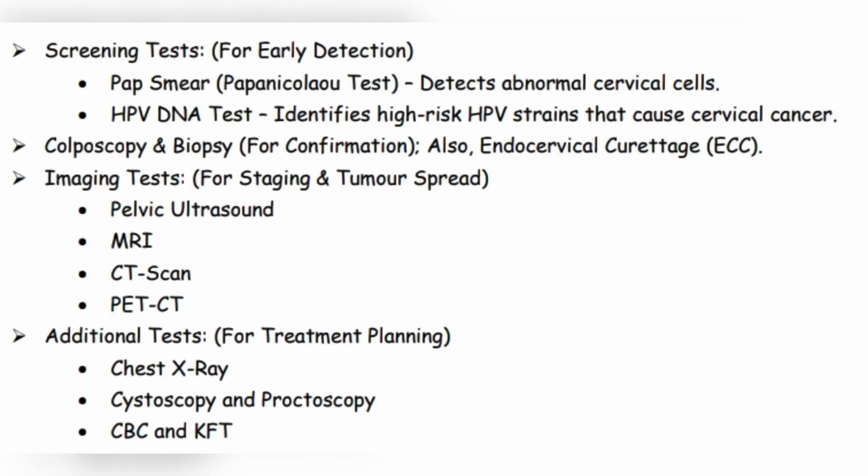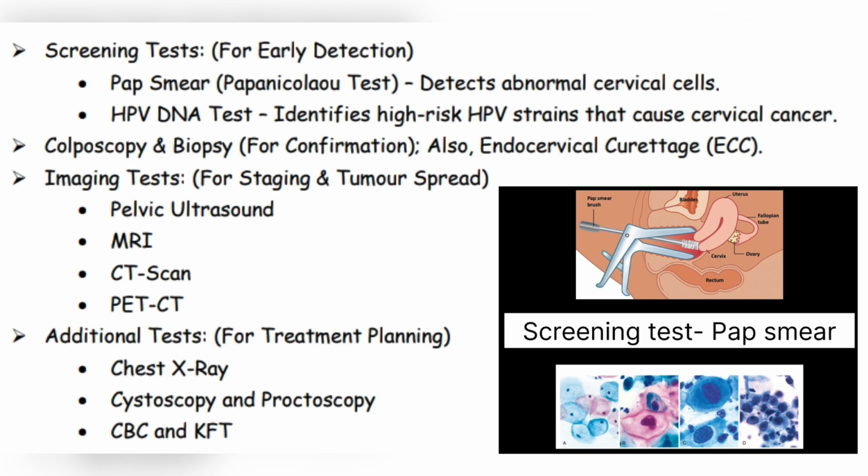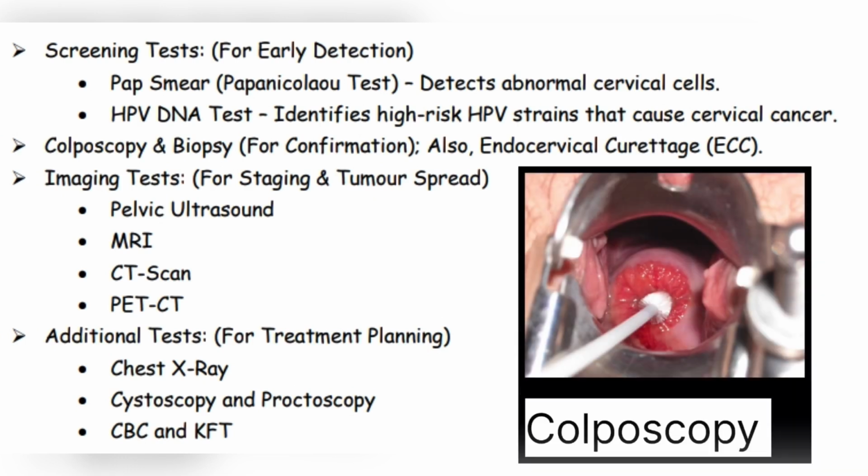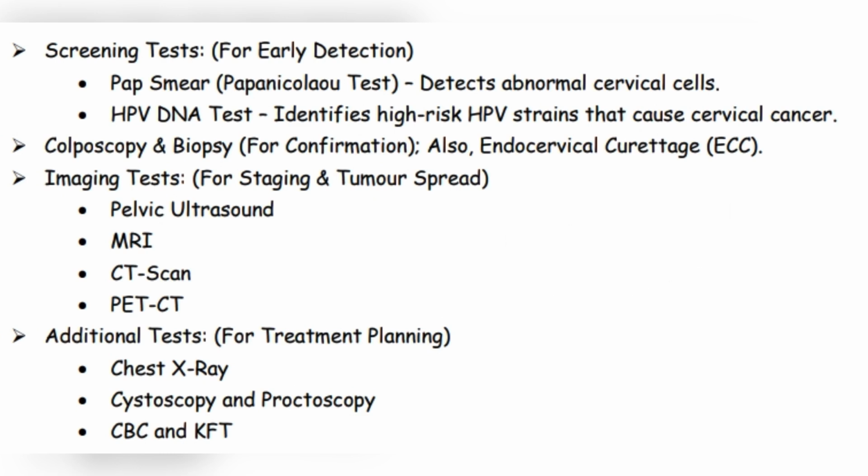Now moving on to the investigations. Firstly, we have the screening tests for early detection. Here we have the pap smear, which detects abnormal cervical cells. Then the HPV DNA test, which identifies high-risk HPV strains that cause cervical cancer. Then for confirmatory diagnosis, we have colposcopy and biopsy, also endocervical curettage.